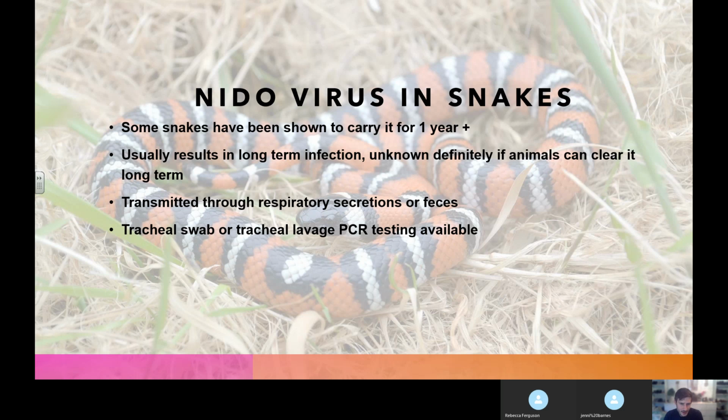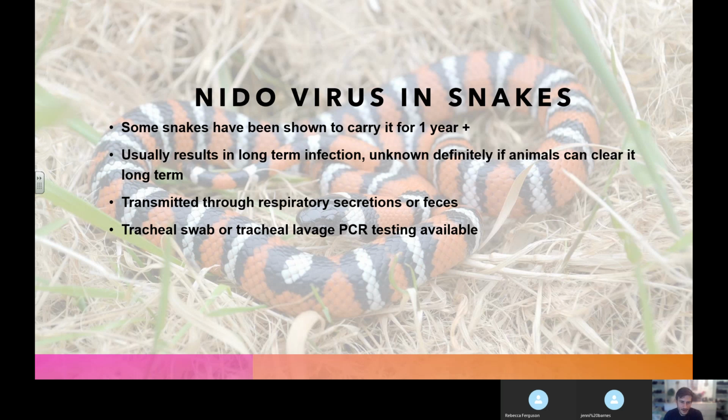Again, some snakes have been shown to carry it for more than a year. It usually remains there. So usually if you catch nidovirus, and this is the same with arenavirus, it's usually there indefinitely. We don't know whether it's possible for animals to clear it long term. Potentially it is in some cases, but more research is needed to establish whether that's the case. And it's transmitted again through respiratory secretions, through feces, potentially through reproductive secretions and breeding activity as well.